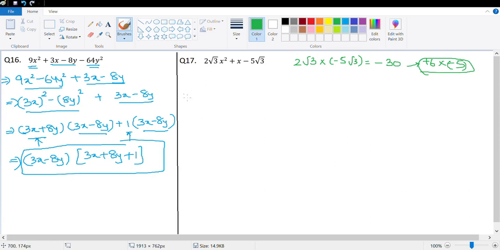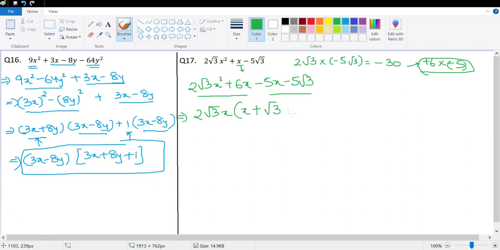Perfect. So 2 root 3 x² plus 6x minus 5x minus 5 root 3. Yes, all I have done is I have broken x into 6x minus 5x. Now grouping it the way I have underlined, what's common between 2 root 3 x² and 6x? Yes, the 2 root 3 x is common. So this remains x. And what do I need to multiply with 2 root 3 to give me 6? Yes, I need to multiply it with root 3. So this is x plus root 3. Common between negative 5x and negative 5 root 3? Negative 5 is common. What remains is x plus root 3.